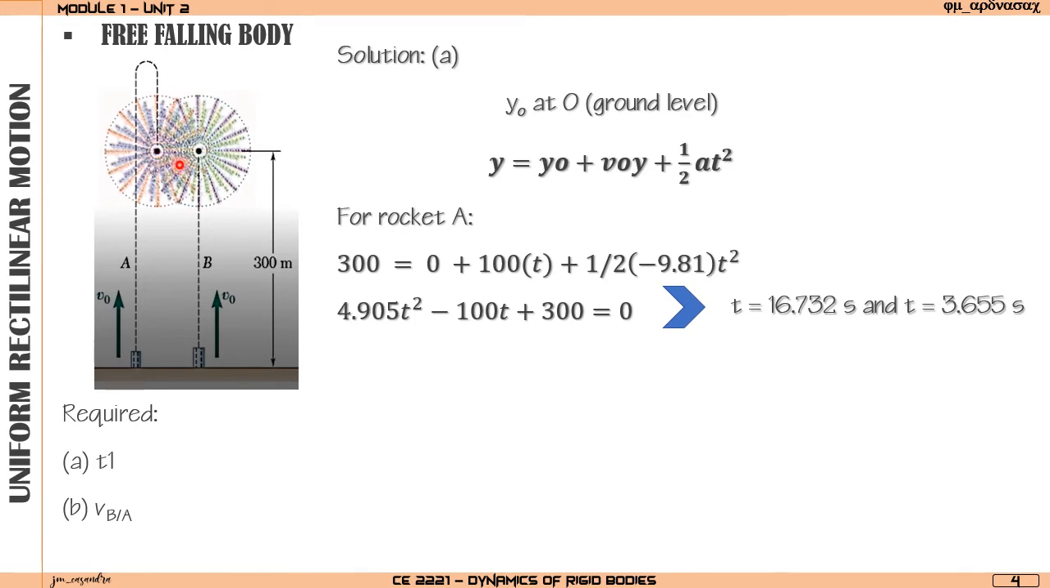So, kailan siya sasabog, mag-explode? That is at time 16.732. So, what will govern is our first value. Okay, so that's for the time of A.